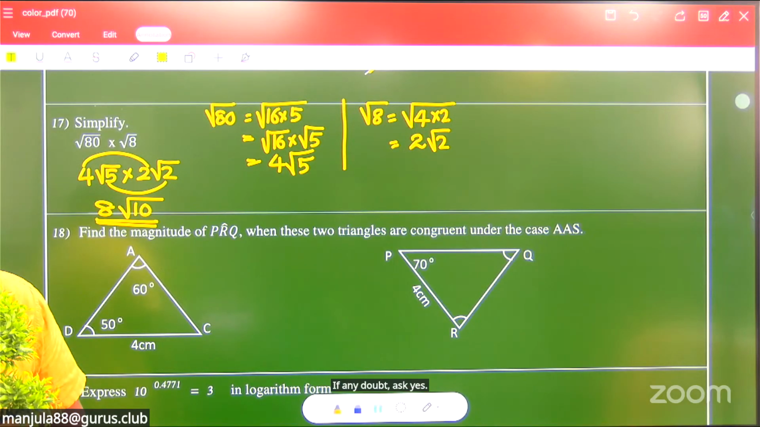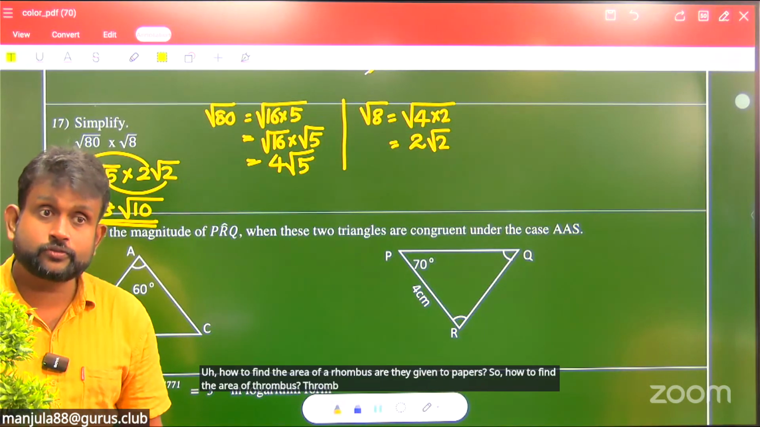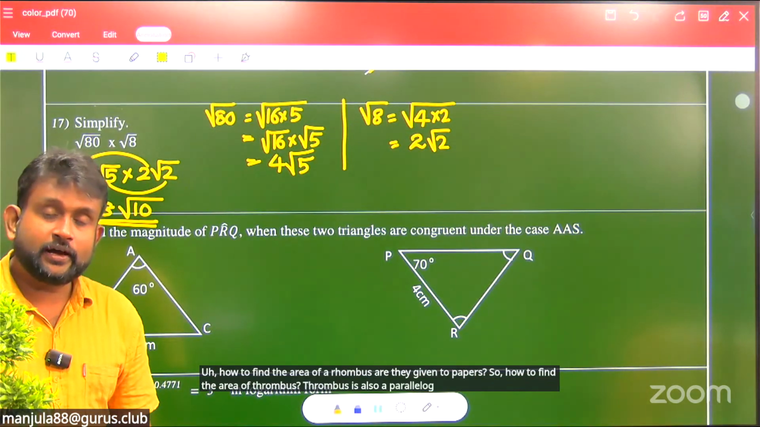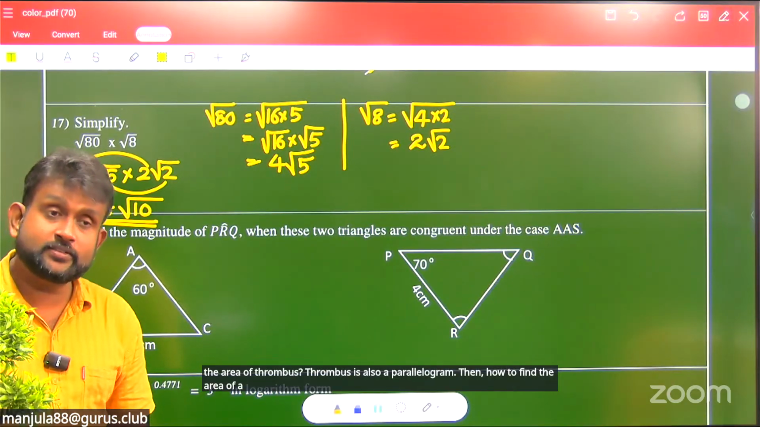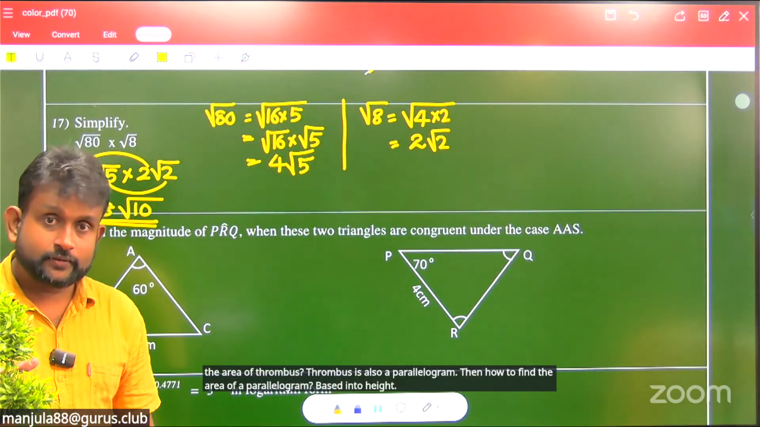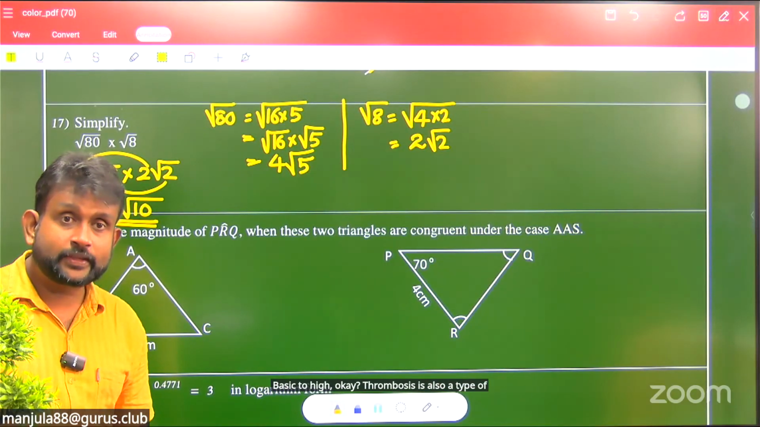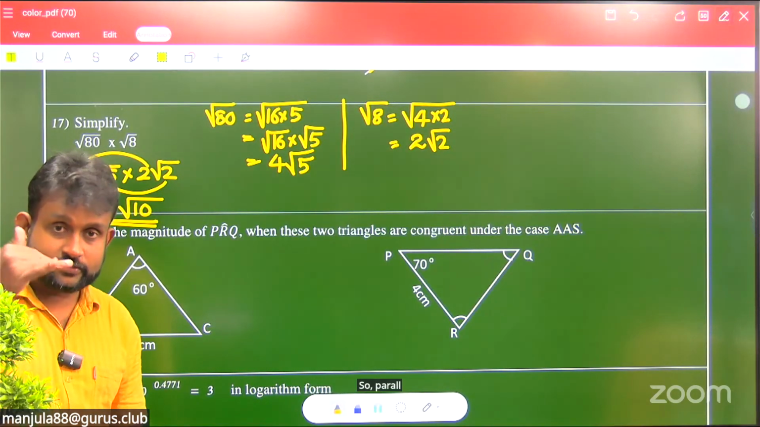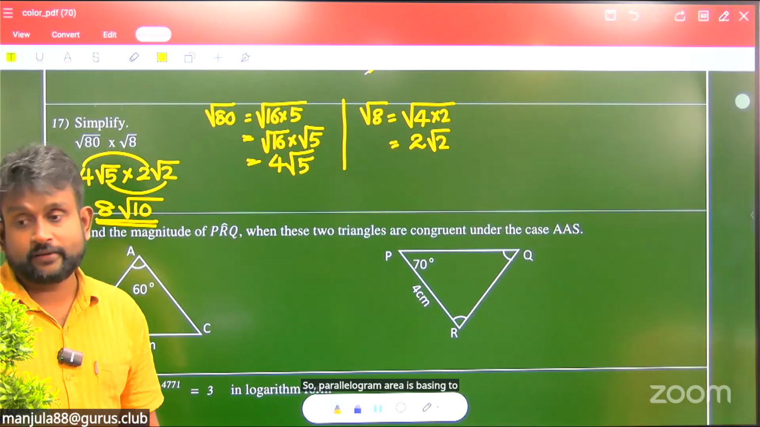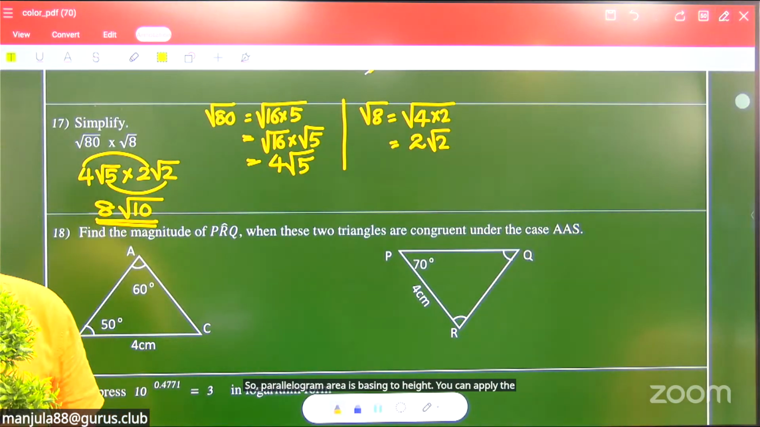What's the question? How to find the area of a rhombus, are they given in the papers? So how to find the area of a rhombus? A rhombus is also a parallelogram. Then how to find the area of a parallelogram? Base into height. Okay, a rhombus is also a type of parallelogram. So the parallelogram area is base into height. You can apply the same base into height.